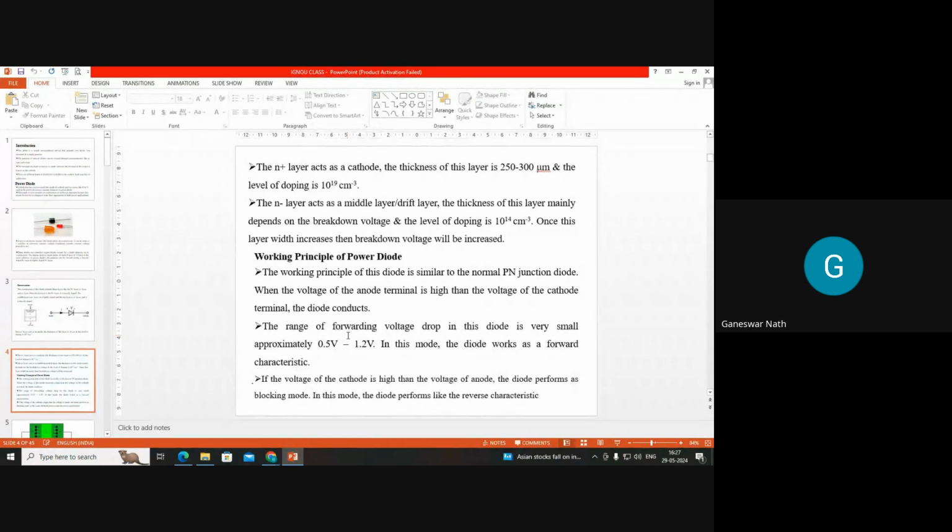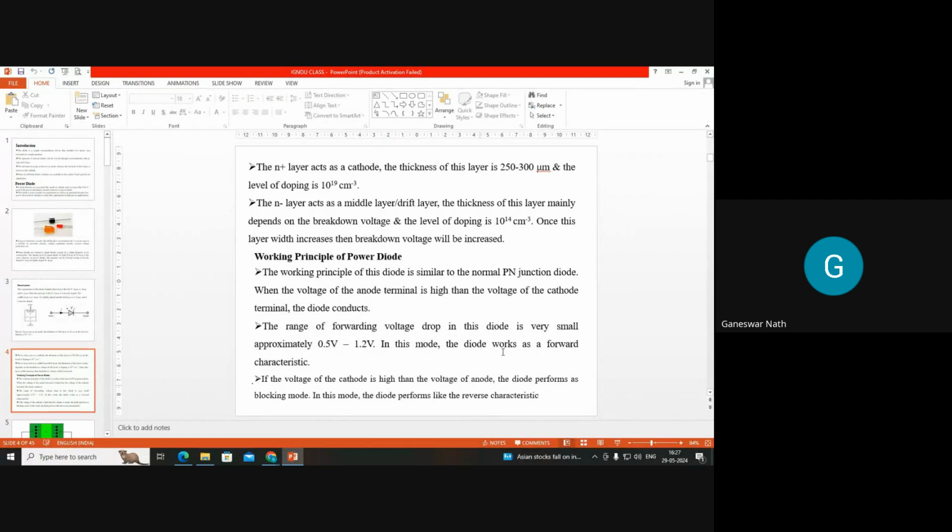Forward biasing is simple. When the p type semiconductor is connected with the positive terminal of the battery or cell, and the negative terminal is connected to the n type, we call this forward bias. And if we just change the polarity, we can say this is reverse biased. The working principle of this diode is similar to that of the normal p-n junction diode.